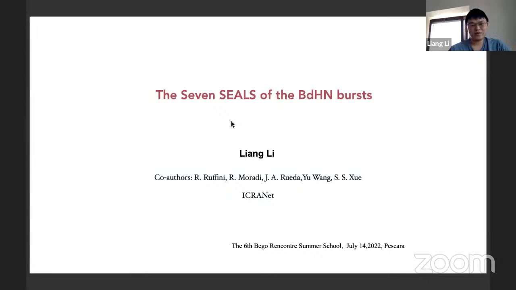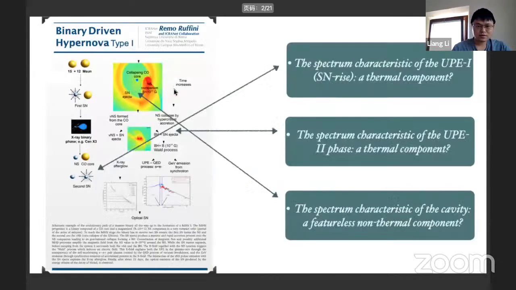Okay, I'm going to talk about the 7 seals of the BDH burst. As introduced with a lot of information for the BDH models in the first talks by Professor Auger, we know that there are several different physical processes predicted by the BDH models. Usually we can say that the different physical processes might have different temporal and spectral properties in the observations. The left picture shows a cartoon of how a BDH burst works under the framework of the BDH models.